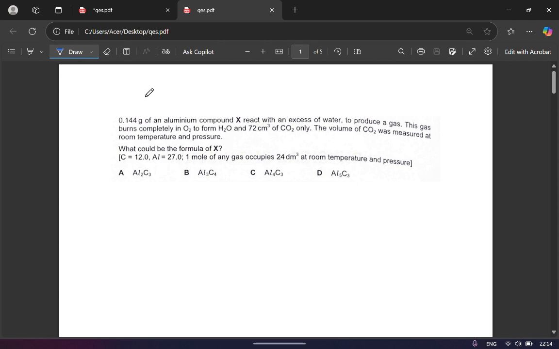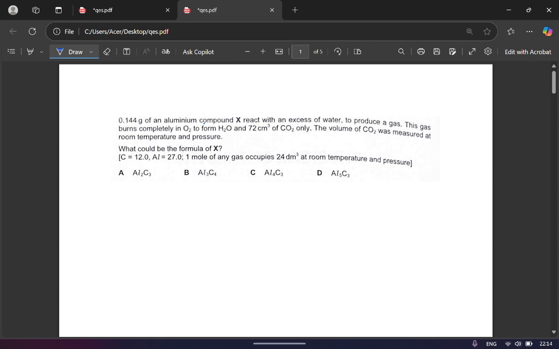0.144 grams of an aluminum compound X reacts with an excess of water to produce a gas. This gas burns completely in oxygen to form water and 72 centimeters cube of carbon dioxide only. The volume of carbon dioxide was measured at room temperature and pressure. What could be the formula of X?